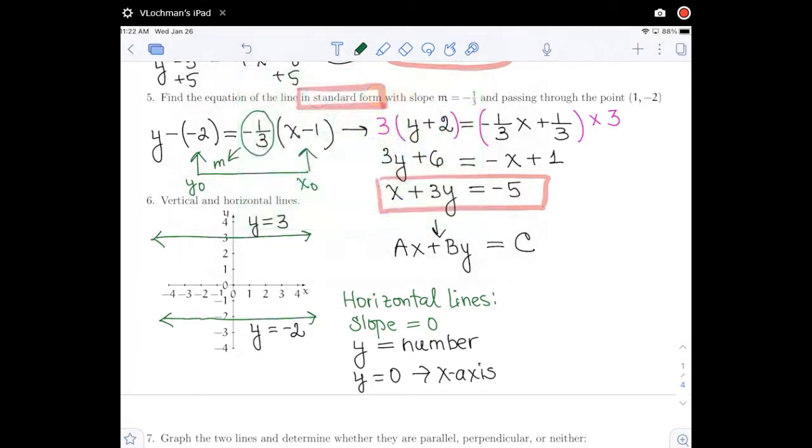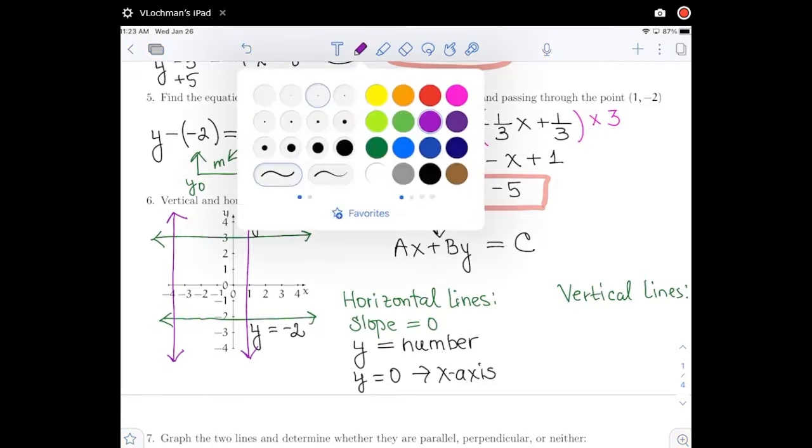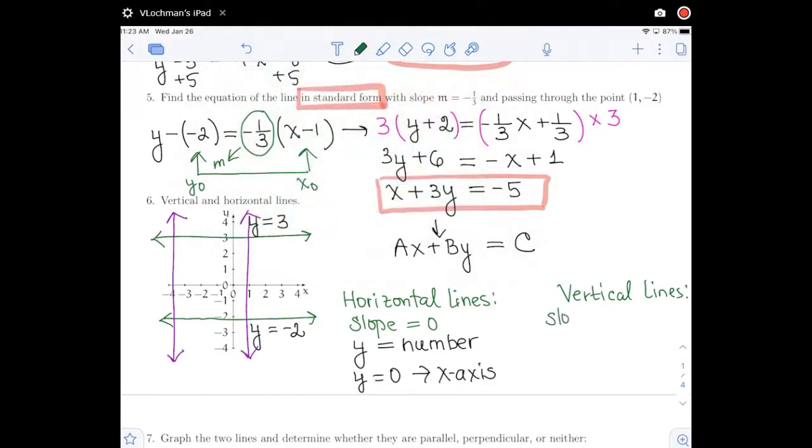What about vertical lines? Let's have a couple. I'm going to make them in purple, so let's do -4 here, and let's do 1. So I have 2 vertical lines. Slope for those is undefined, right? That's what we already discussed: it does not exist, undefined.